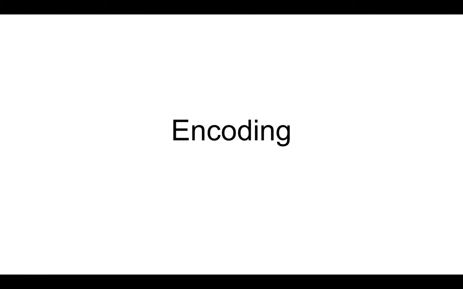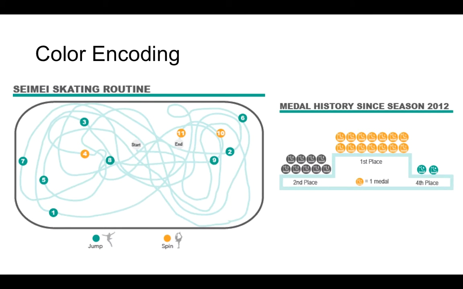In the next section, I'm going to talk about the encoding strategy that I use in my infographic. The first one is color encoding. In my location display, I use 2 different colors to highlight the 2 different elements. The green color means jump, and the orange color means spin. With this encoding, the 2 elements are clearly separated.